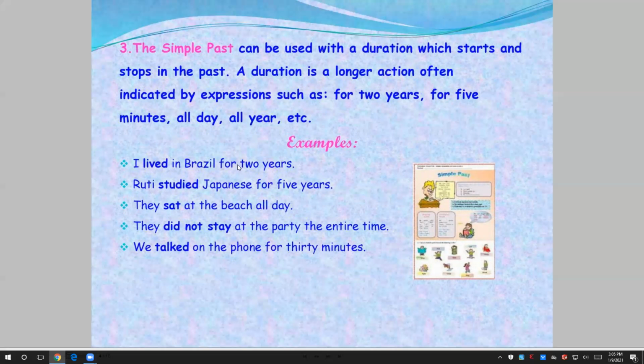Now examples could be, I lived in Brazil for 2 years. Ruti studied Japanese for 5 years. They sat at the beach all day. They didn't stay at the party the entire time. We talked on the phone for 30 minutes. So in all these examples, you can see that the action started in the past and then it stopped in the past.